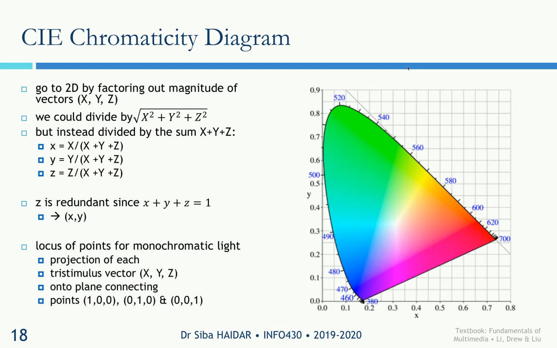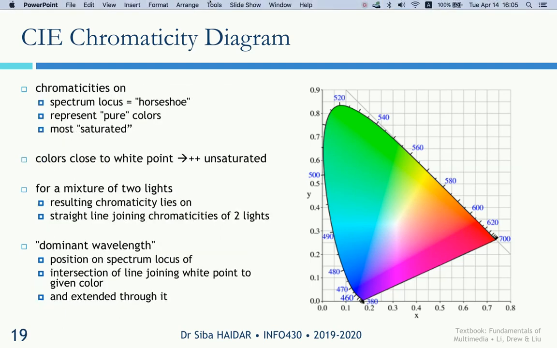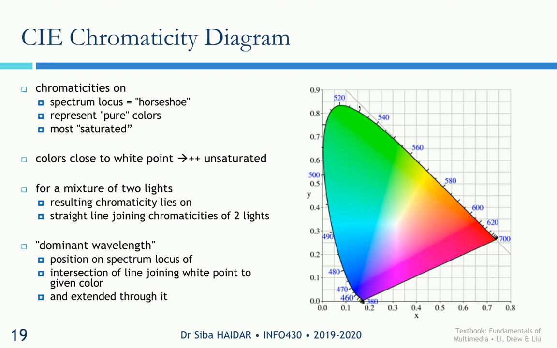So if you consider this plane and you project all the colors over here, you can have this spectrum locus. Why is it the spectrum locus? Why does it not occupy all the plane? Because there is only a small range of visible wavelengths. The others are wavelengths, but they are not visible, so they are out of the spectrum locus. So chromaticities on this horseshoe shape, which we call the spectrum locus, represent pure colors. They are the most saturated ones, okay?